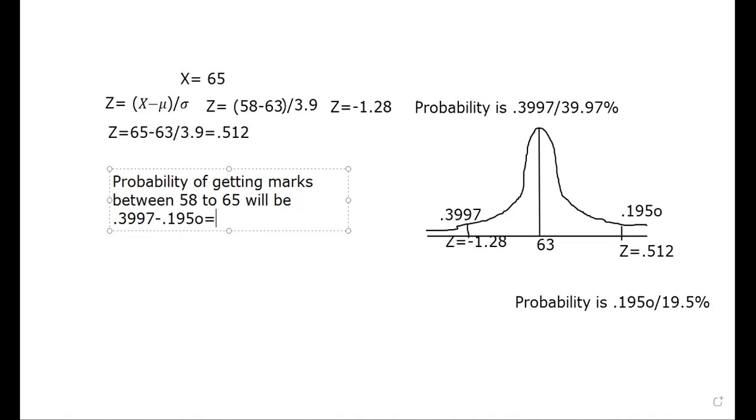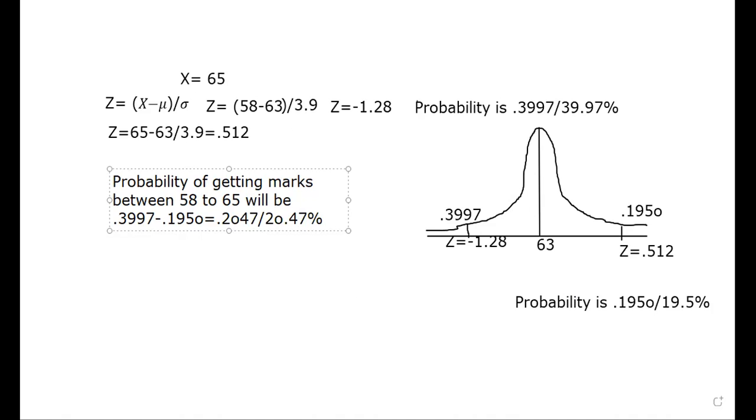So 0.397 minus 0.1950 is about 0.2047. This is the probability, about 20.47%, of getting a number between the two values. This is all about the area under this probability distribution.